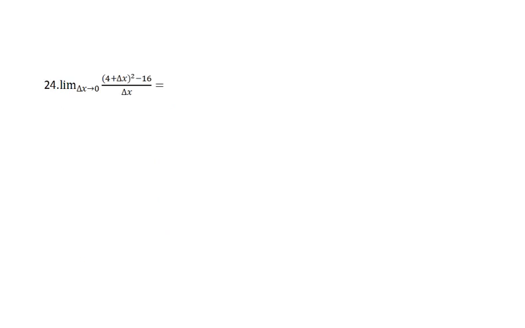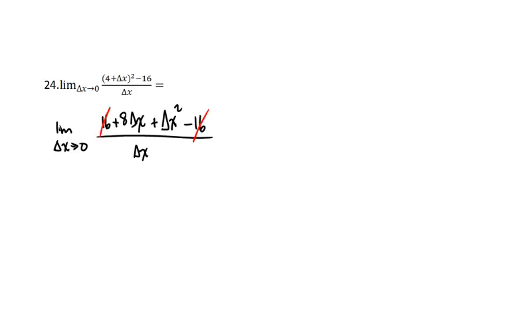In problem 24, we have the limit as delta x approaches 0 of the quantity 4 plus delta x squared minus 16, over delta x. The way we want to work this is to expand out the 4 plus delta x quantity squared. You square the first term, then we'll have plus 8 delta x plus delta x squared. That's 4 plus delta x quantity squared minus 16, all over delta x. When we do this, the 16s will cancel, or zero out rather, and we'll have the limit as delta x approaches 0 of 8 delta x plus delta x squared all over delta x.